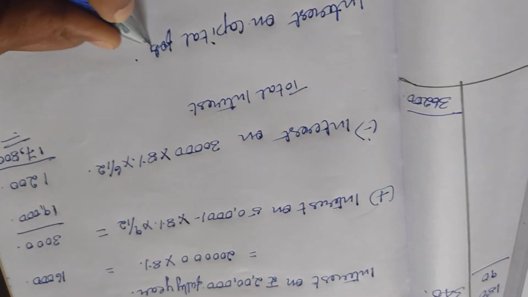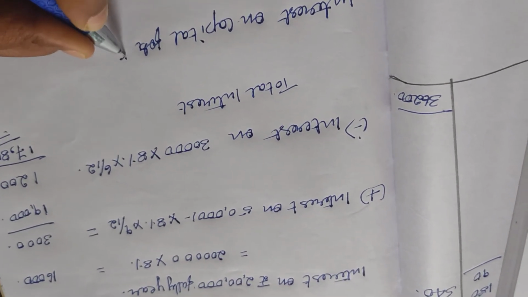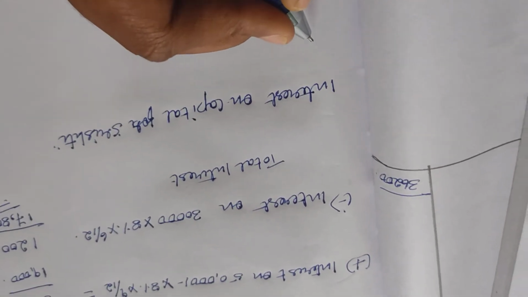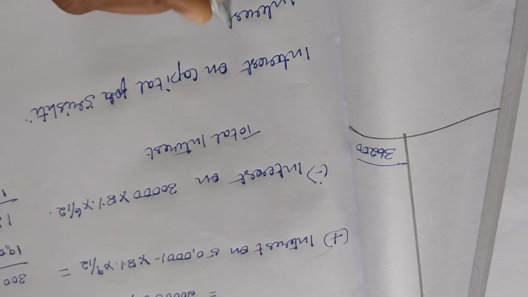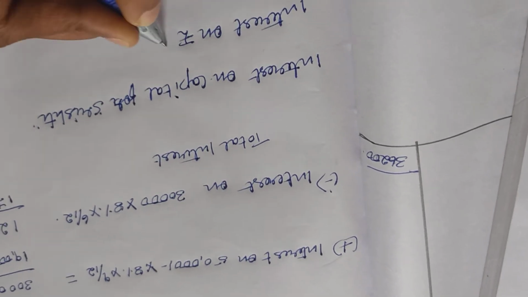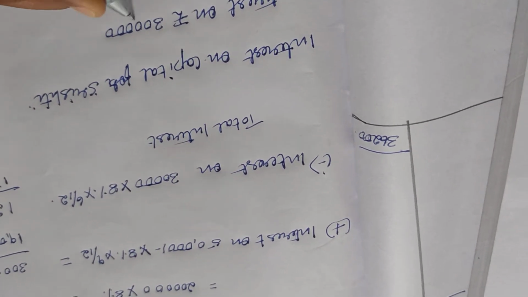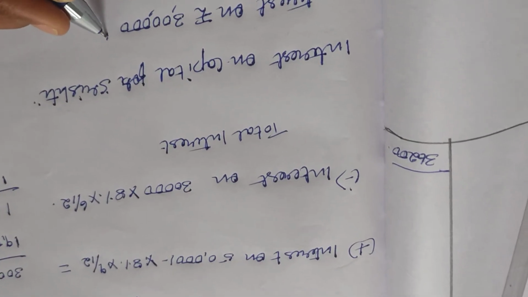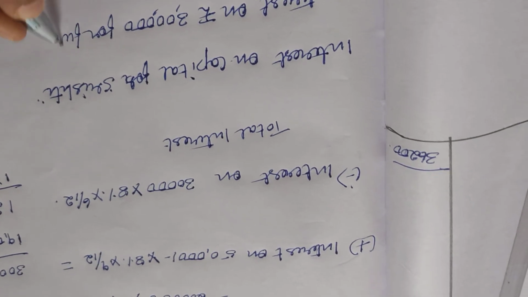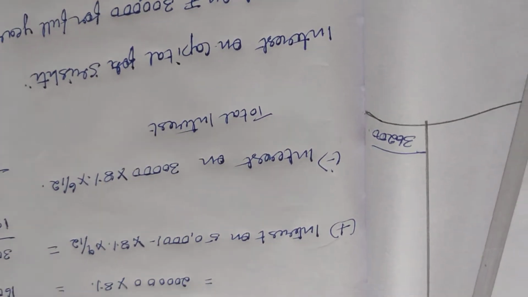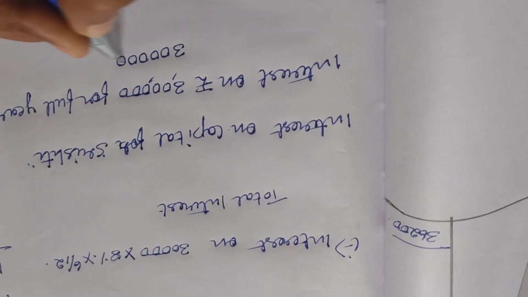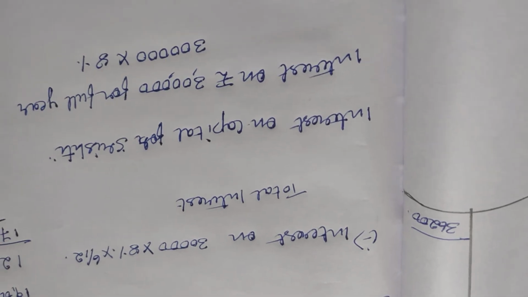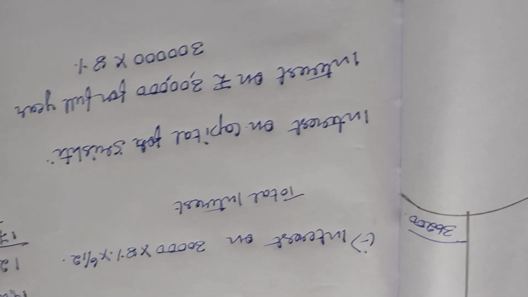Now let us calculate the interest on capital for Srishti. Interest on rupees 3 lakh, the capital of Srishti, for the full year. So 3 lakh into 8%, we will get 24,000.